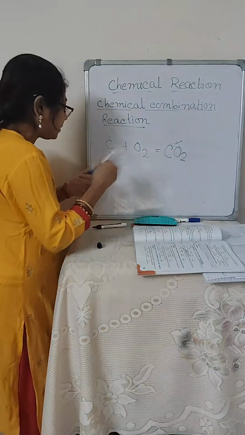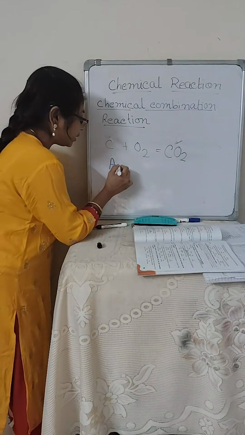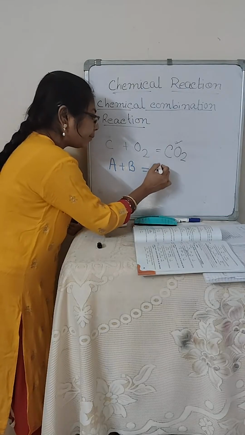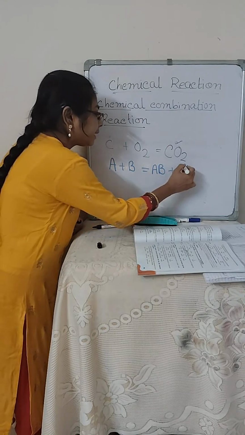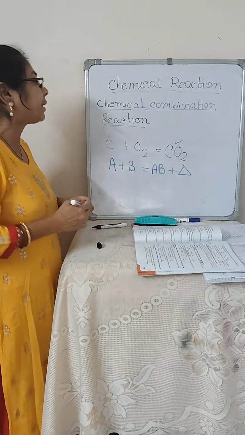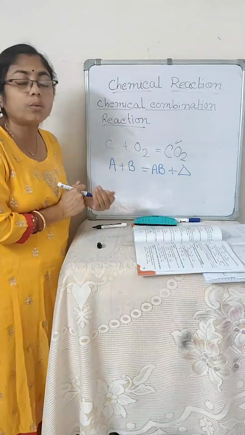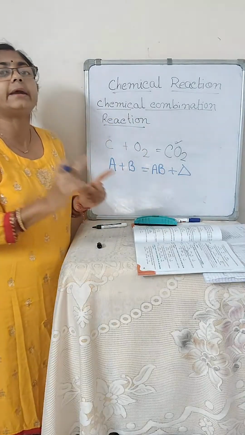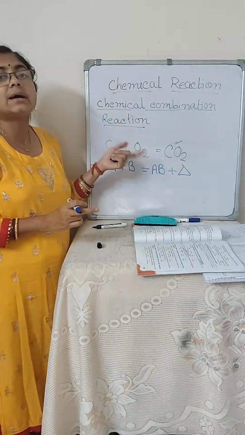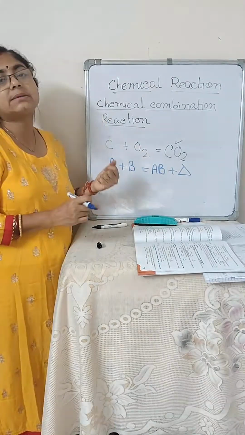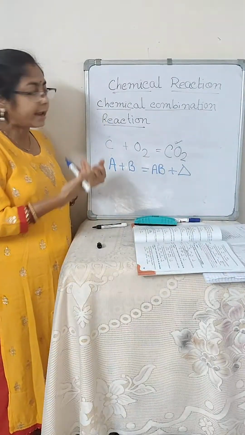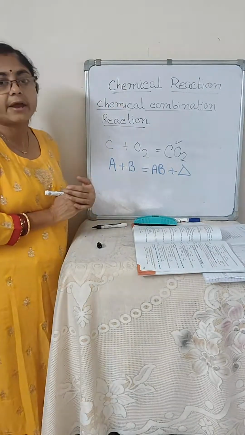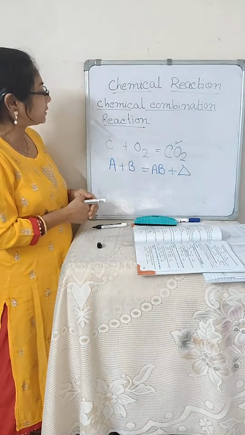Then how can I write a chemical combination reaction? I can write it in this way: A plus B equals AB plus heat. Means in a chemical combination reaction heat is always produced. New products are prepared, we can get new products from this reaction, so it is called a synthesis reaction also.